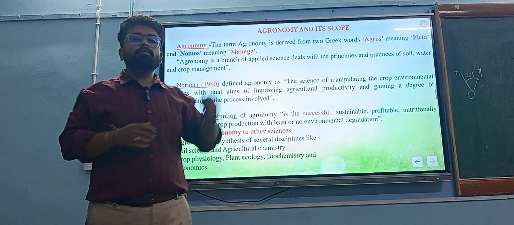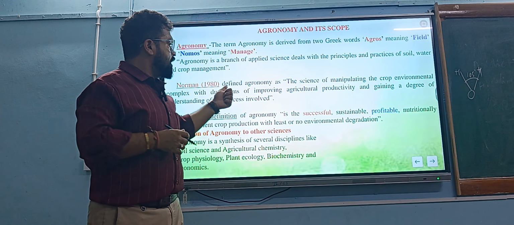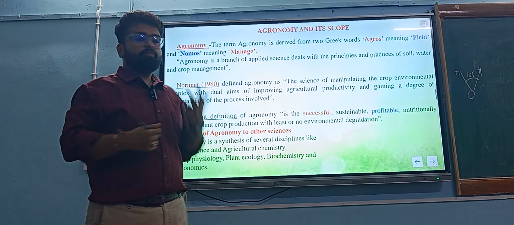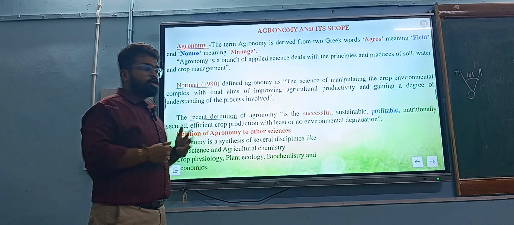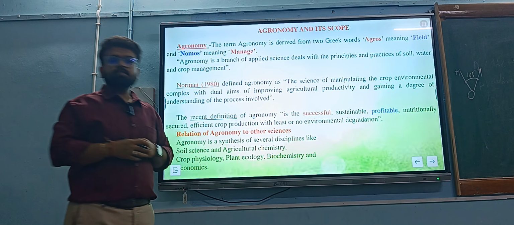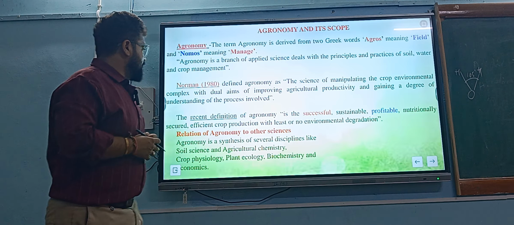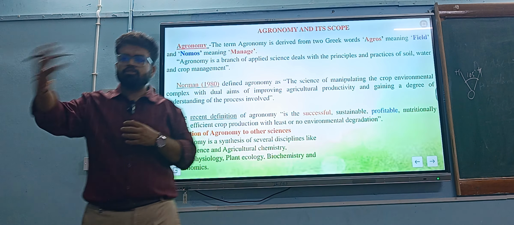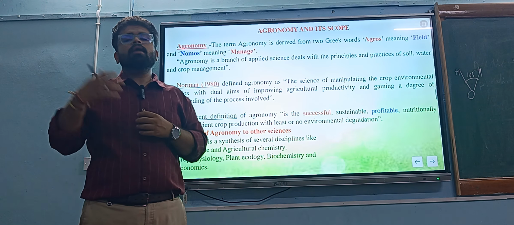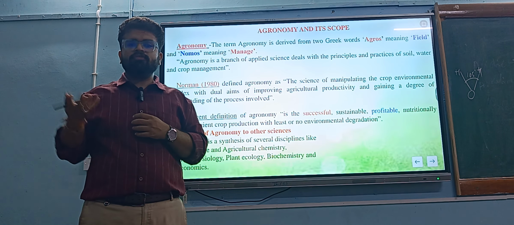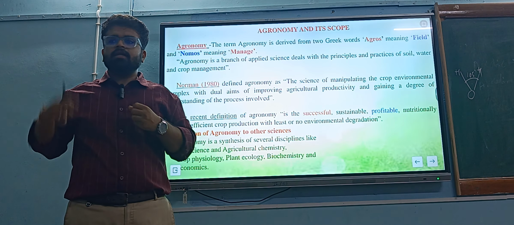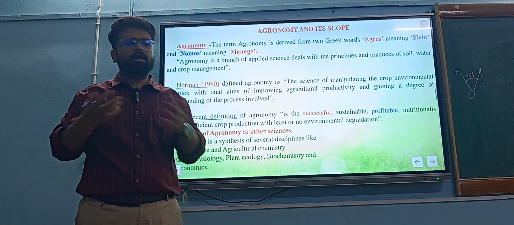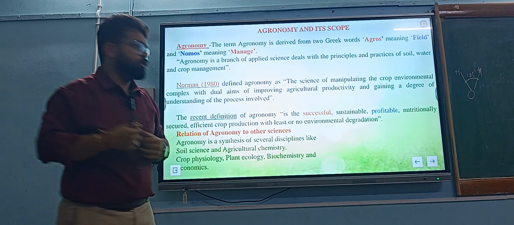Because when you are talking about an agronomist, the role of an agronomy, it should be such that the agriculture crop production should be successful, sustainable, profitable, nutritionally secured and efficient, with least or no environmental degradation. And when we deal with agronomy along with other subjects of agriculture such as GPB, plant pathology, entomology, crop physiology, these are all interlinked. These all are applications and finally the evaluation is done by an agronomist. So agronomy, we generally call it the mother of agriculture.